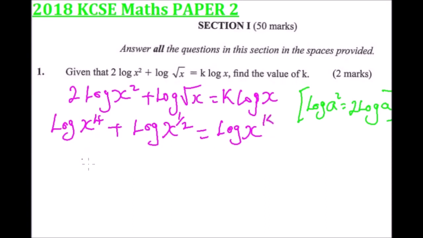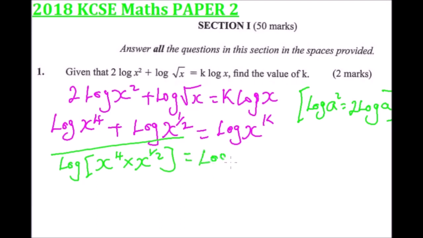Applying the first law of logarithm, we can write the left hand side as a single logarithm. When we have plus, we write it as x to power 4 multiplied by x to power a half. So that's how you write it, is equal to the logarithm of x to power k. Now, from there, we get the anti-logarithm, which is the same as cancelling log on both sides, and we add 4 and a half because we have a common base, then we have x raised to power 4.5 is equal to x to power k.